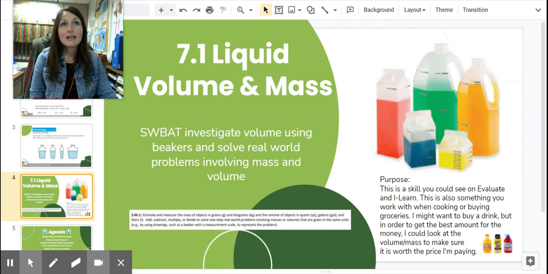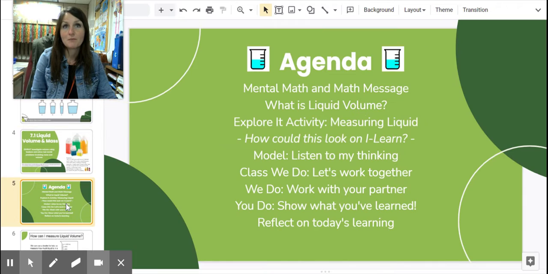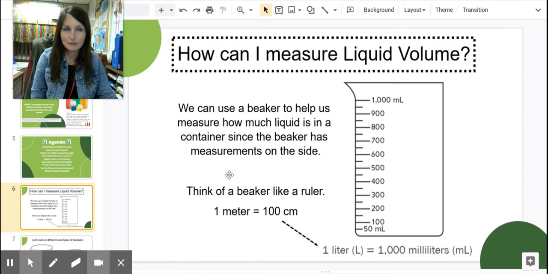Because today we're looking at liquid volume and a few questions about mass as well. Those are going to be like the solids. So we're going to investigate volume using beakers and solving real-world problems involving mass and volume. This is something you could see on Evaluate, and you might get to see on iLearn as well. These are also things that you do in real life. When you go to the store, you might want to see if something is really worth paying for what you're getting. So let's go ahead and look at today's activity.